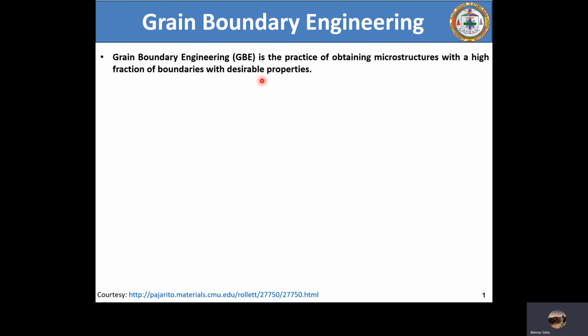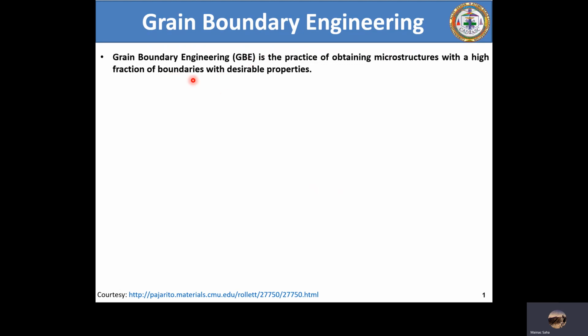So today, let us discuss why we have learned all these things. There has to be some engineering significance of all these concepts, which have to be merged into one, and definitely all these converge into one thing, that is grain boundary engineering. So first of all, let us learn what this terminology actually means. It's the practice of obtaining microstructures with a high fraction of boundaries with desirable properties.